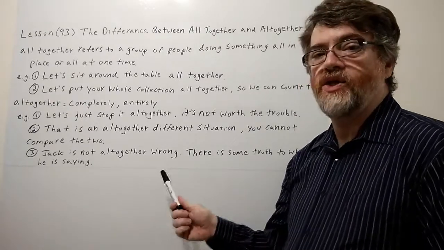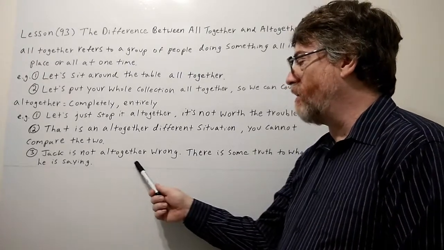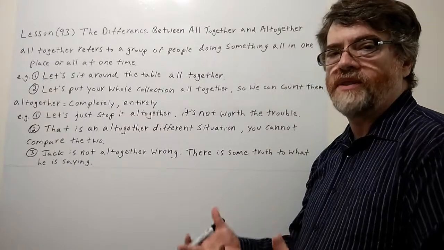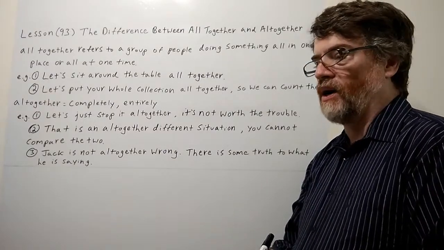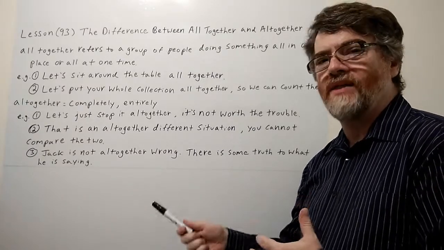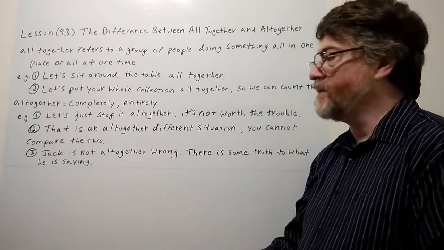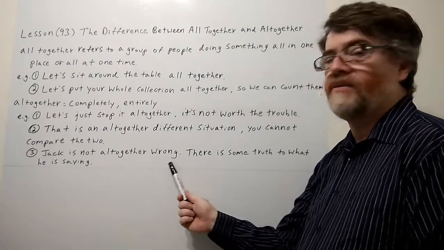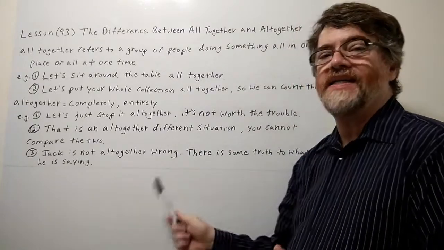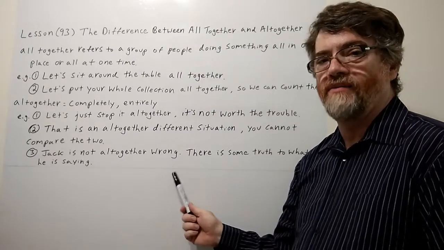All right, let's look at the third example. Jack is not altogether wrong. So he's not completely wrong. Even though you might disagree with some things he says, or have criticized him, you might say not altogether wrong. Some things he says are right. Some things make sense. So you might say Jack is not altogether wrong. There is some truth to what he is saying. So he's not completely wrong. He is not entirely wrong.